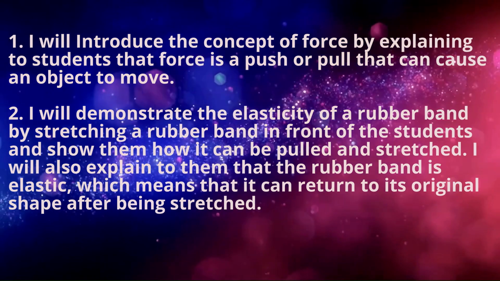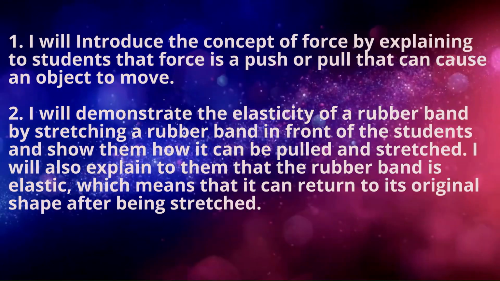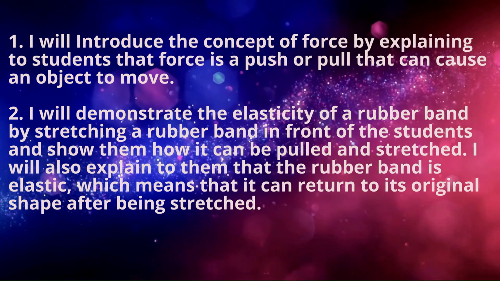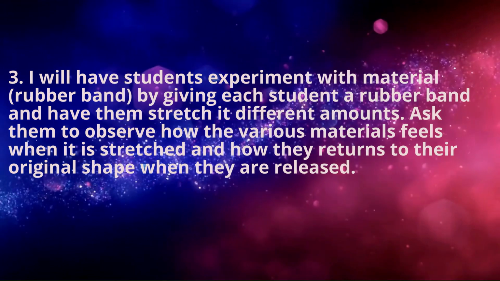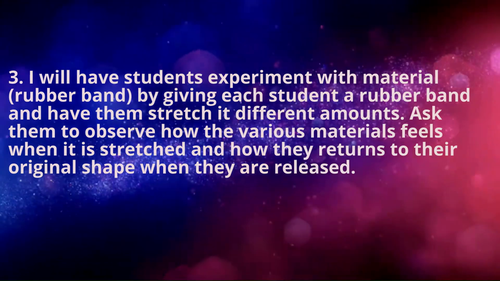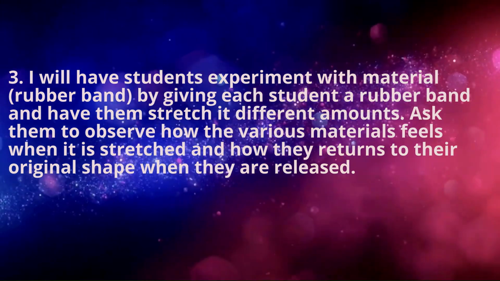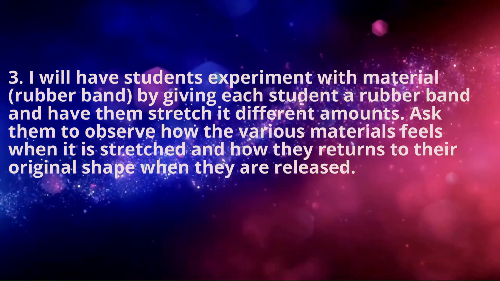Number 2. I will demonstrate the elasticity of a rubber band by stretching a rubber band in front of the students and show them how it can be pulled and stretched. I will also explain to them that the rubber band is elastic, which means it can return to its original shape after being stretched. Number 3. I will have students experiment with the rubber band by giving each student a rubber band and have them stretch it different amounts. Ask them to observe how the material feels when it is stretched and how it returns to its original shape when it is released.